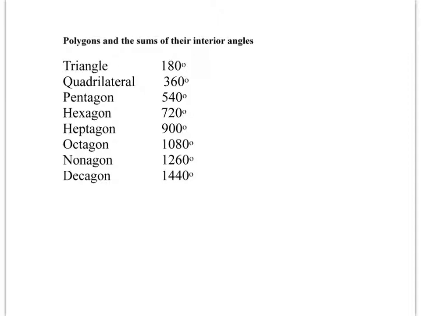Okay, you just want to make sure these are written down into your notes. I don't want you to memorize these per se, but you want to kind of familiarize yourself with these multiples of 180, because all the interior angles of any polygon is always going to be some multiple of 180, starting at triangle at 180 and working our way up to decagon at 1440. If I had an 11-sided polygon, I would add 180 to 1440 and get 1620.